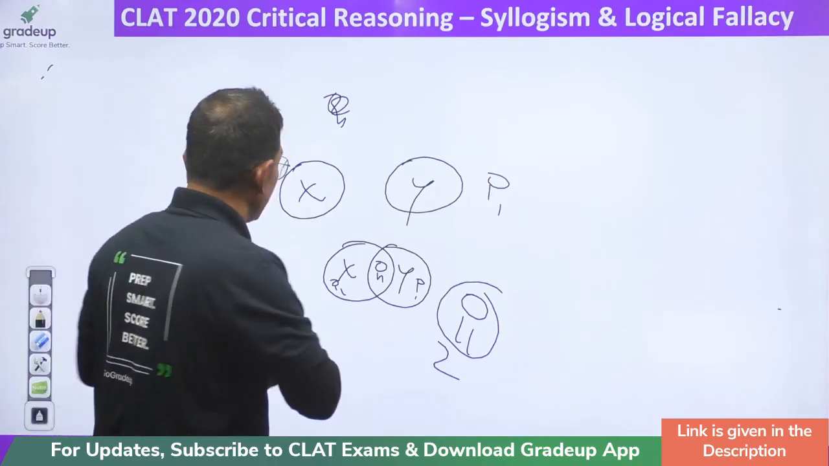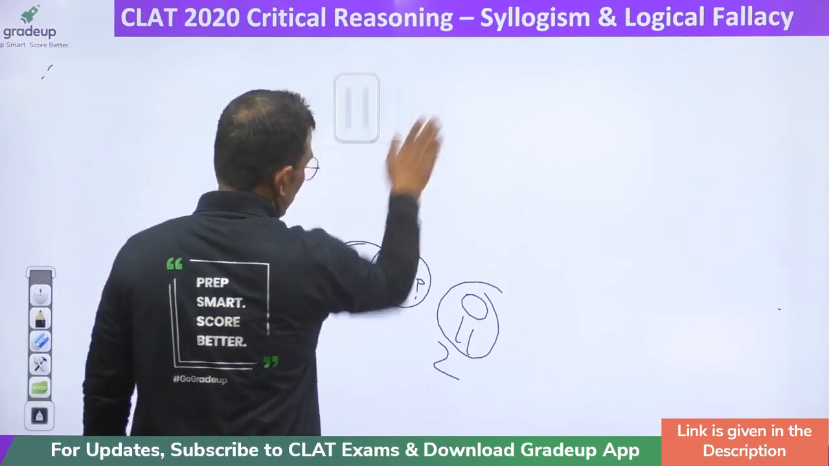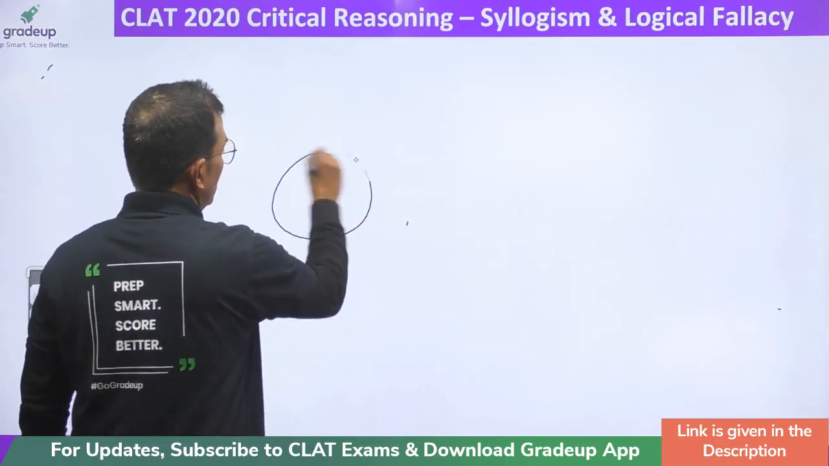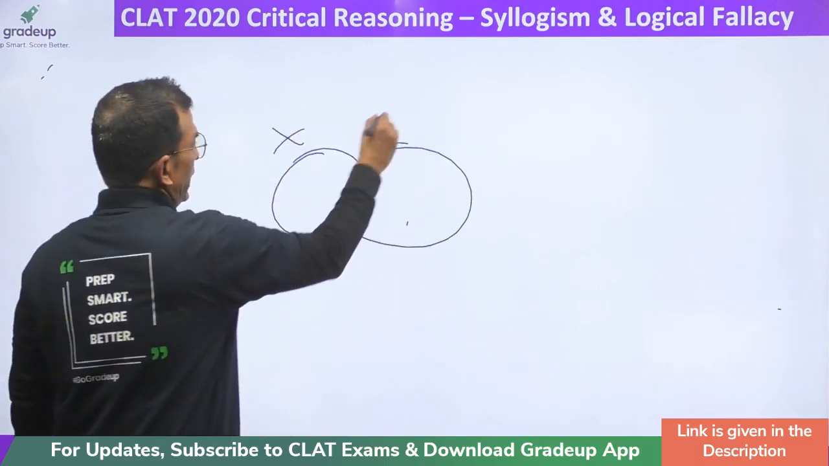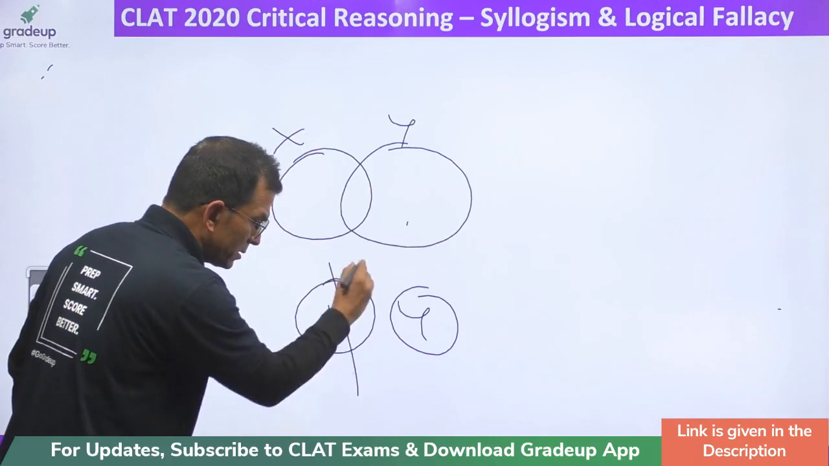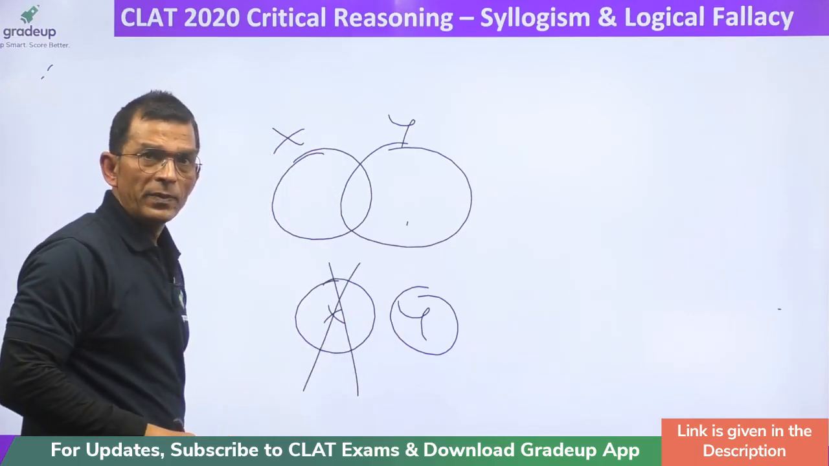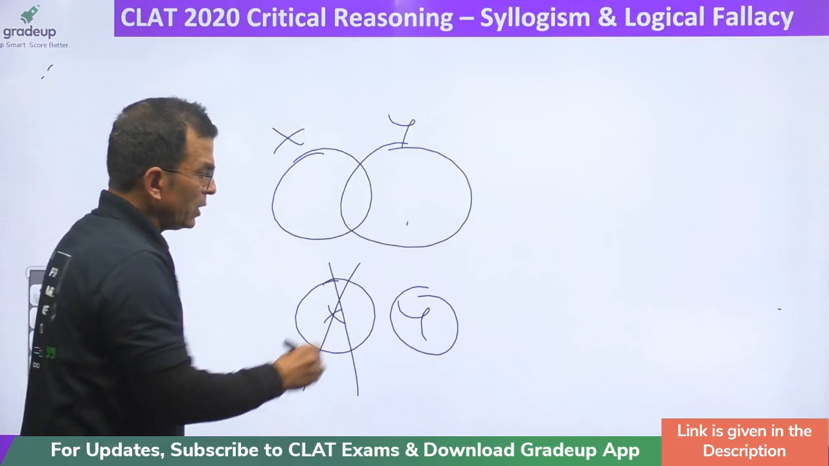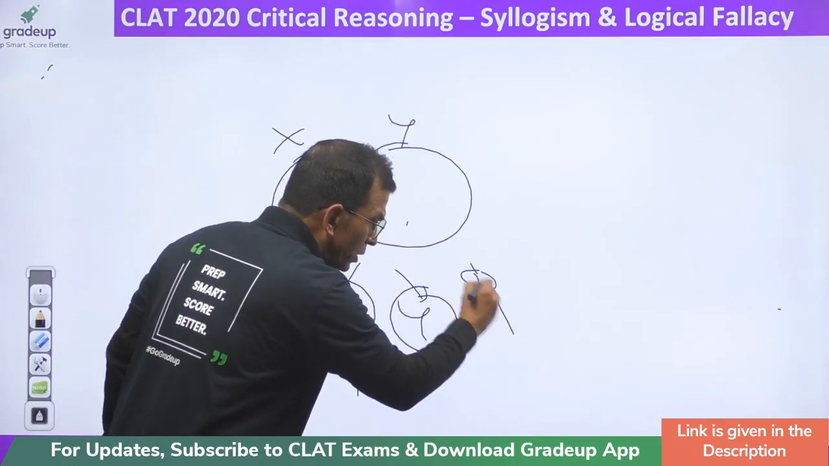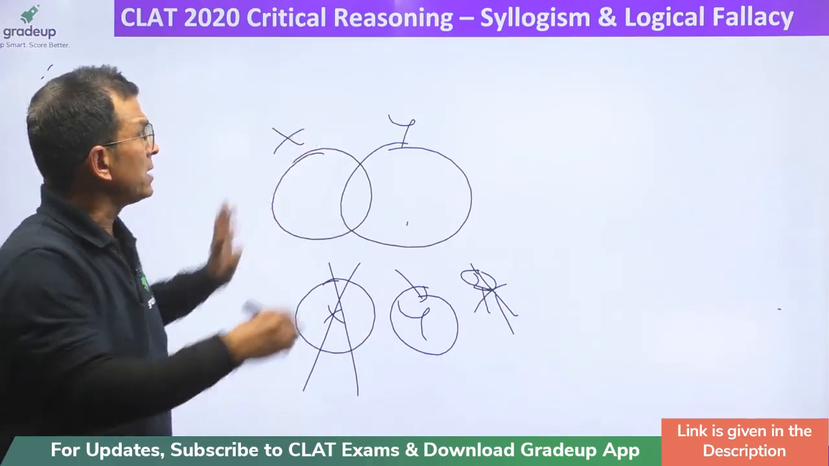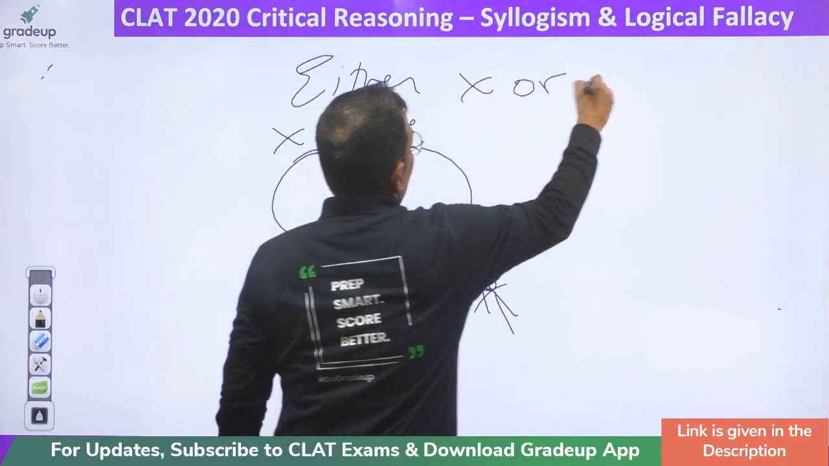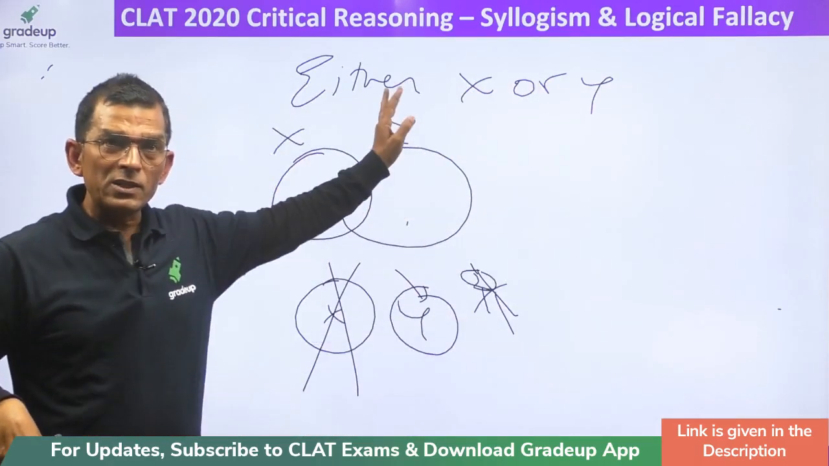So, suppose I say this. Understand this, please. Let's see this. X or Y. Suppose I say I am not in X. Then you have to be in Y because you cannot go out. You cannot stand out. What you are saying is the statement is either X or Y.